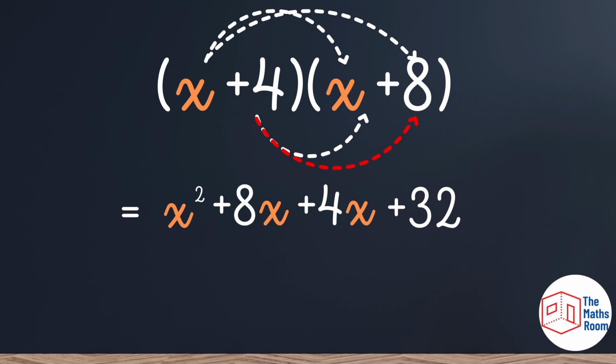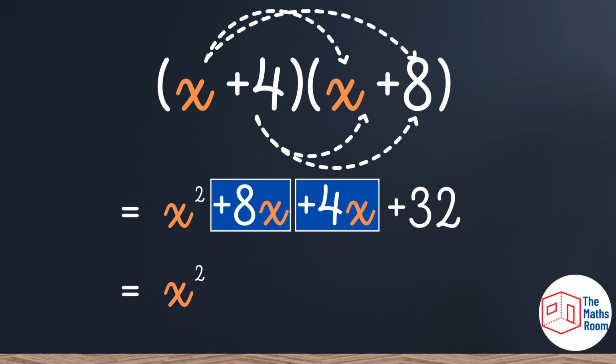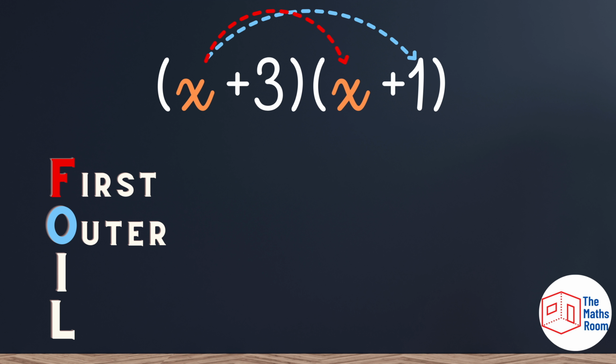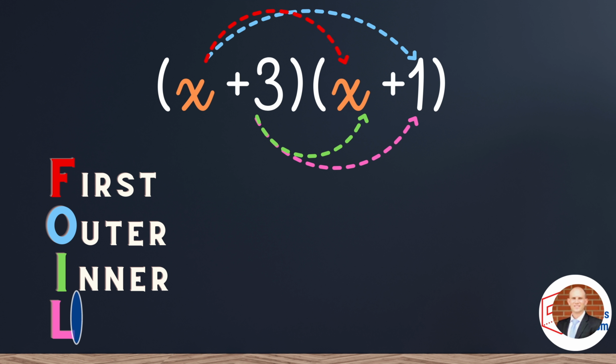The x squared and the 32 you can pretty much immediately write on the next line. And then you can collect the like terms, giving you 12x plus 32. This method is often referred to as the FOIL method. First two terms multiplied together, outer, inner, and last.